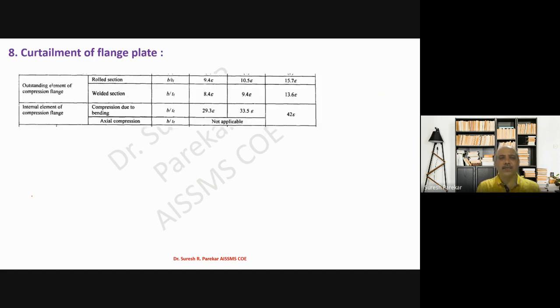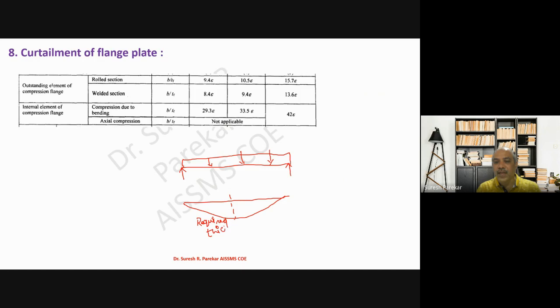Then we have curtailment of flange plate. Why will we go for curtailment now? This is most important. If we see the bending moment diagram, if I consider any beam with a UDL on this, then we are going to get the bending moment diagram in this fashion. As you go towards the support, your bending moment reduces, so the required thickness of flange reduces. And therefore, for the most economical section, we can reduce the thickness of the flange towards the support.